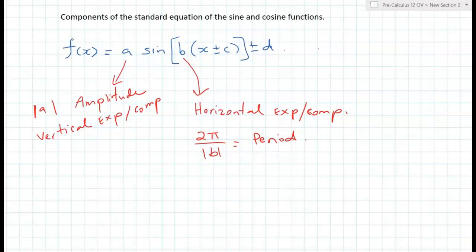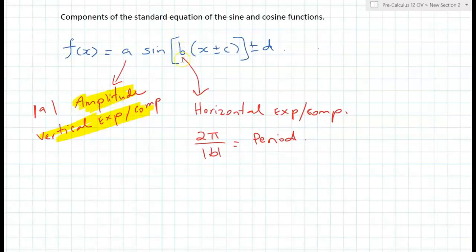So we have A, we have B, we have C, and we have D, and as usual the leading coefficient for the function will be basically your vertical expansion and compression. But in a periodic function, we call the absolute value of that the amplitude. Okay, so that number in front gives you the amplitude.